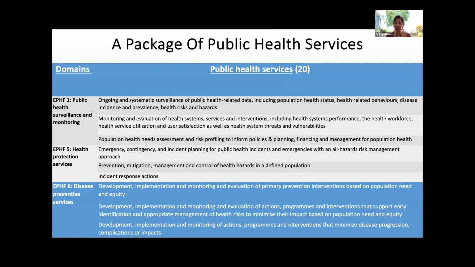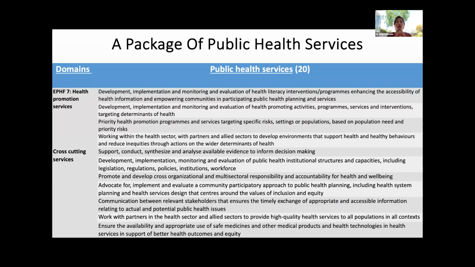So what are these public health services? I'm not going to go through each and every one of them, but there are 20 of them that cut across the different EPHFs. EPHF 1, 5, 6, and 7, which are related to public health surveillance, health protection, disease prevention, and health promotion, have their own associated public health services, which are related to them specifically. But you can see that there are also cross-cutting services that relate to the ones listed above, but as well to all of the other EPHFs that are listed within the framework of 12.